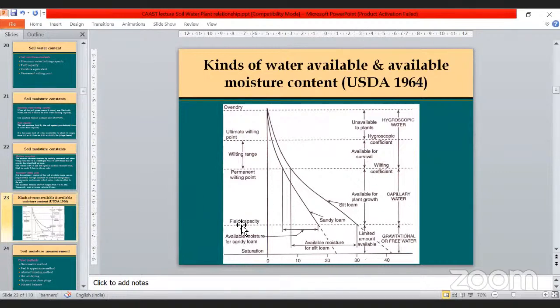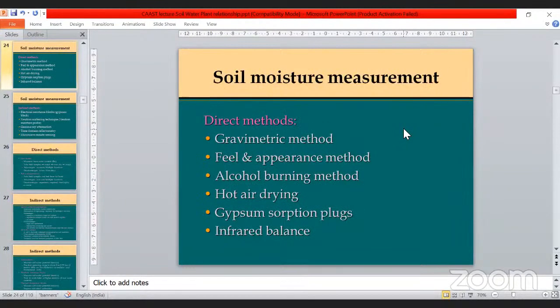Whereas the capillary water is between the field capacity and the permanent wilting point. The point is that these two points have most of the moisture available to the plant. So that's why this is called capillary water. And the water which is not available, that is after wilting, is called hygroscopic water.